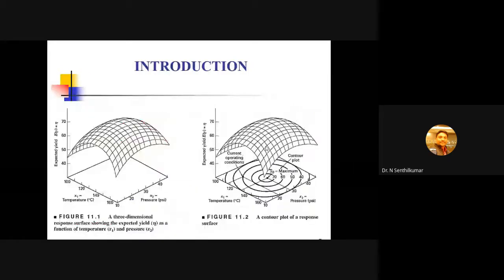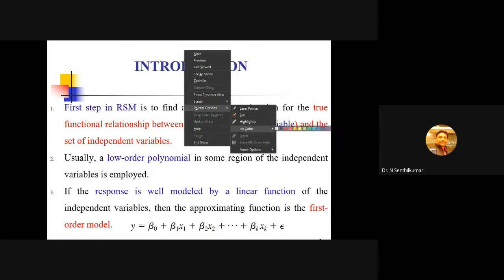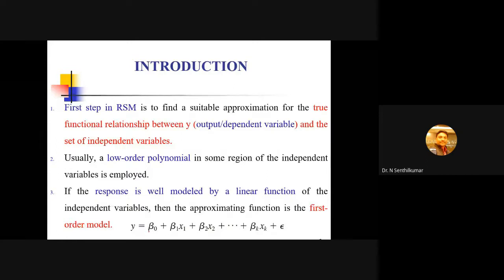Initially, we will be using only a lower order polynomial, that is y = mx + c, the equation of a straight line. Later on, if the model is not well modeled by a linear function, then we go to the first order equation. So here you can see y = beta naught plus beta 1 x1, beta 2 x2, and so on, where beta 1 is the coefficient for x1. That is the first order equation.